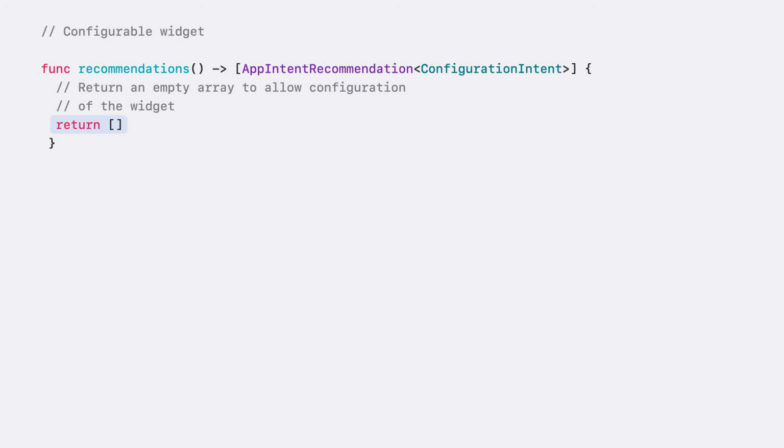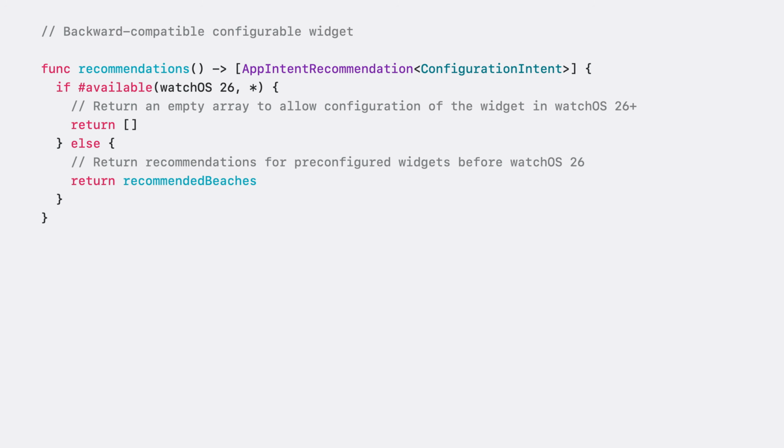To make a widget configurable, return an empty array for recommendations to indicate that there are no pre-configured widgets, and that a person can configure the widget in the watch face or Smart Stack. If you have an existing widget that you'd like to make configurable, add an availability check for watchOS 26. Return an empty array to indicate that your widget is configurable in versions where it is supported. For earlier versions, continue to return an array of app intent recommendations.